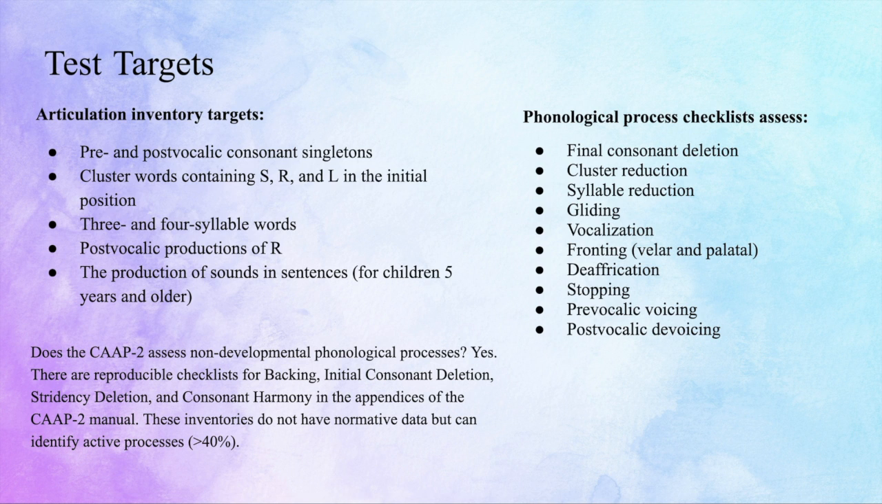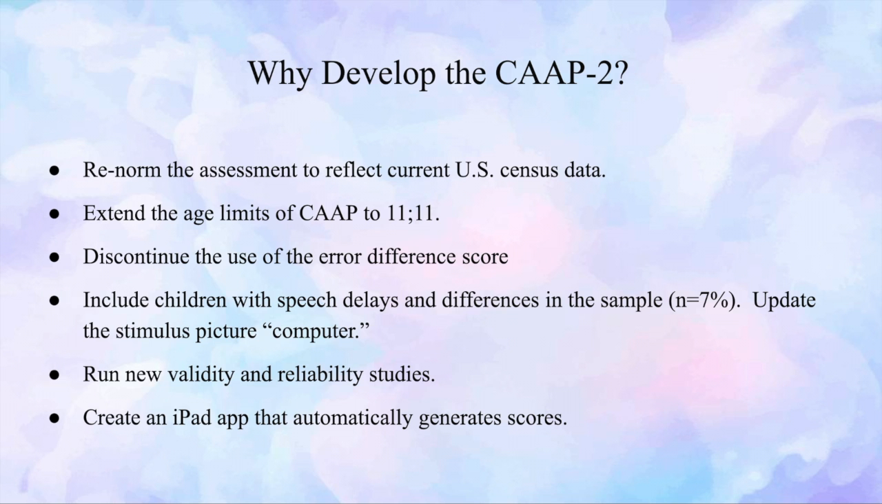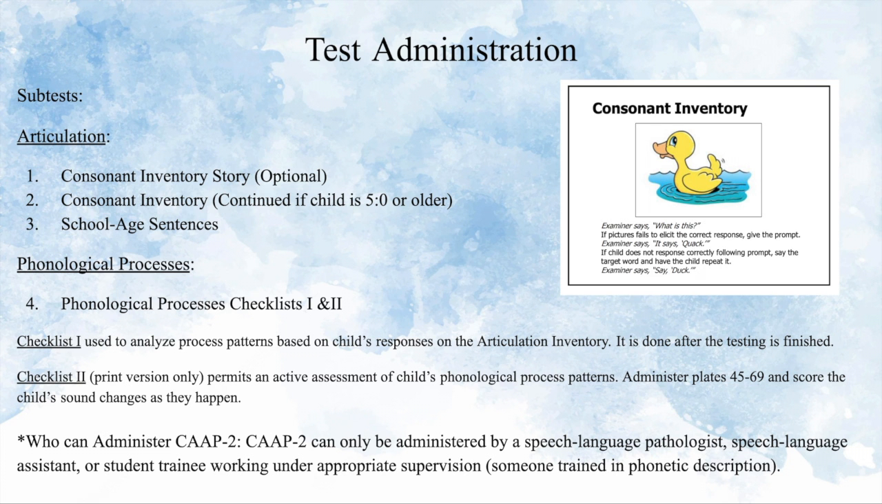And these inventories don't have normative data, but they can identify active processes greater than 40%. They needed to renorm the assessment to reflect current U.S. Census data. They extended the age limits of the CAAP to 11 years, 11 months. They discontinued the use of the error difference score, and they included children with speech delays and differences in the sample. And they also updated the stimulus picture computer. It also runs new validity and reliability studies, and they also created an iPad app that can automatically generate the scores for the test.